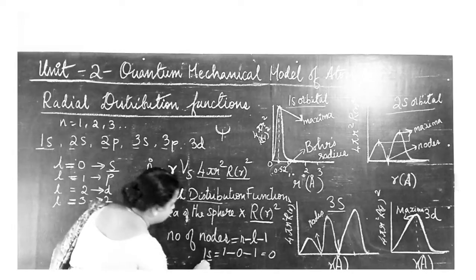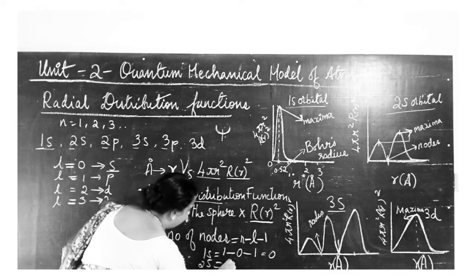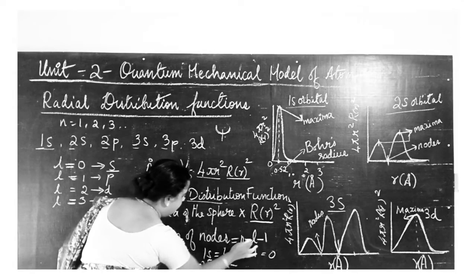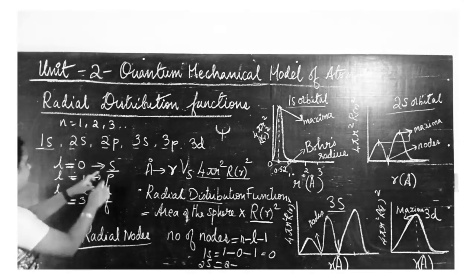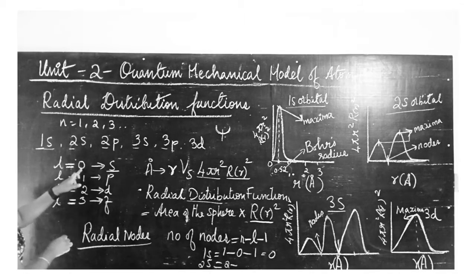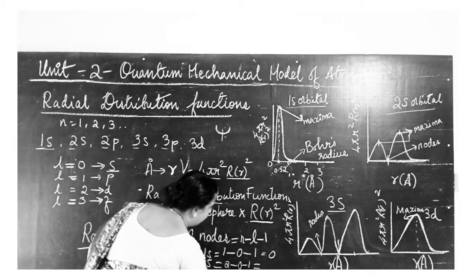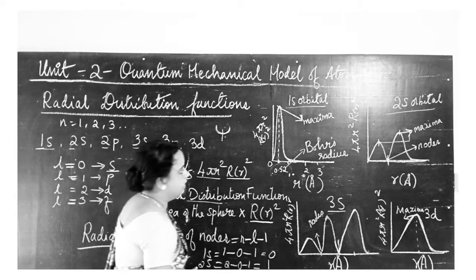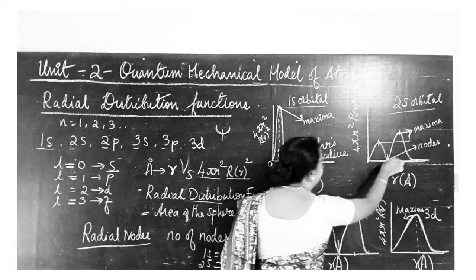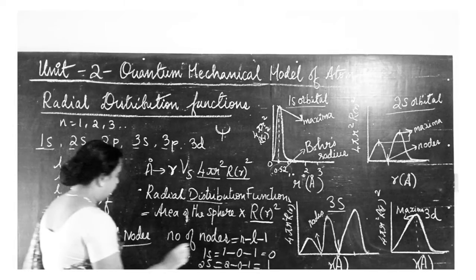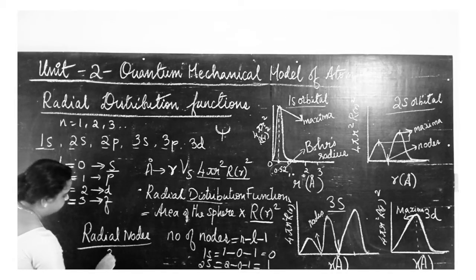Okay, now let us go to the 2s orbital. So 2 minus, what is the value of l in the case of s orbital? S orbital is 0. Yes, 2 minus 0 minus 1. So 2 minus 1 is equal to 1. So in 2s orbital, there is only one node. So you can see here in the graph, 1. Okay, got it?